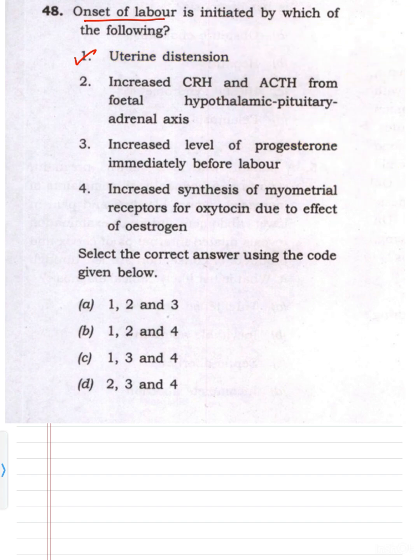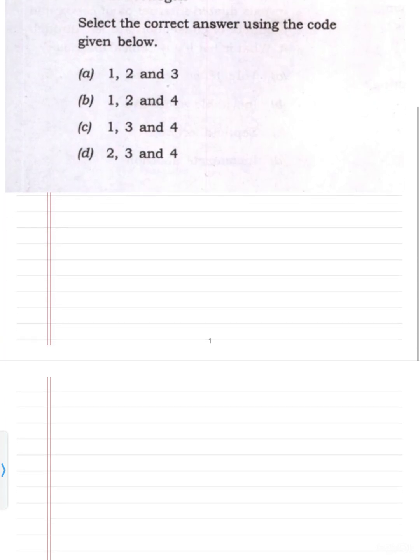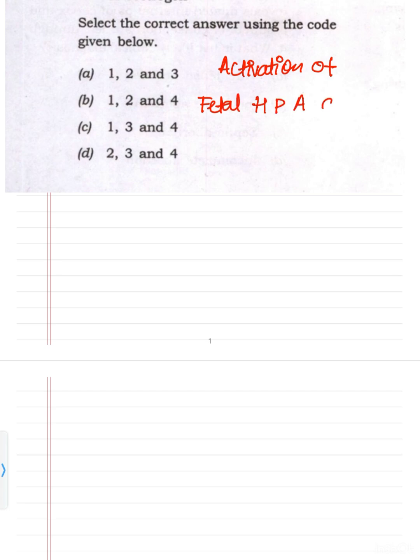Now coming to the second, increased CRH and ACTH from the fetal hypothalamic pituitary adrenal axis. So this is correct. This is one of the most accepted hypotheses. What does it say? That there are events just before the onset of labor which lead to activation of the fetal hypothalamic pituitary adrenal axis. Now because the hypothalamus is activated, it will release CRH, corticotropin releasing hormone.